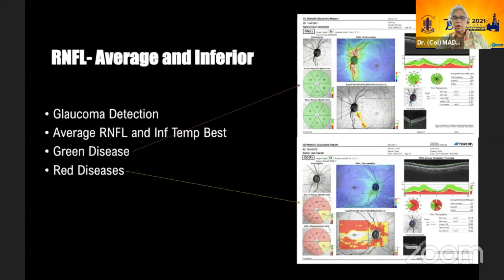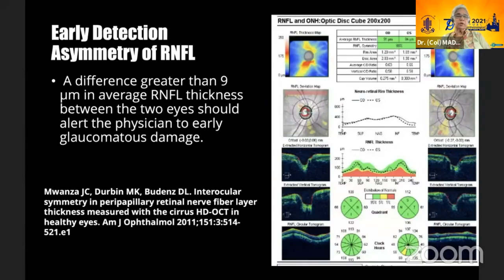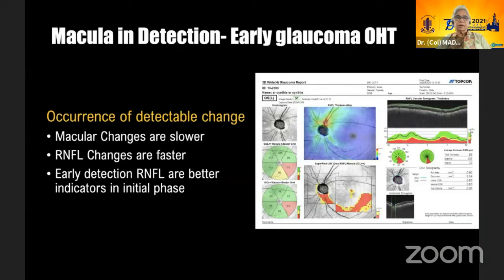But we got to keep in mind the green disease, when glaucoma is actually there and we are not picking it up, and the red disease, when actually the disc is of something else like a high myope or a neurological disease, and we are thinking in terms of glaucoma. Another important point is the asymmetry of RNFL. If the RNFL in the two eyes are different in their thickness by more than 9 microns, it's significant. So despite things maybe being green, we got to really look for a little more and dig out glaucoma.